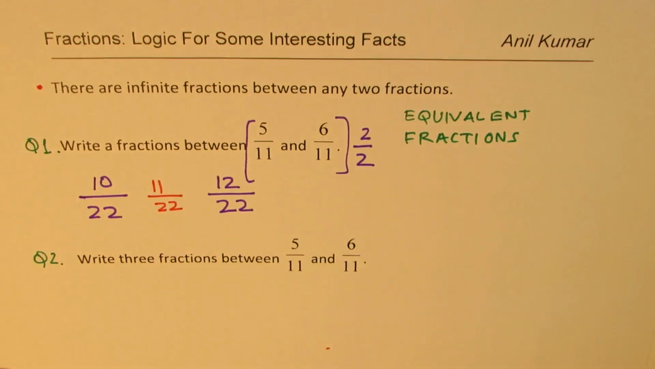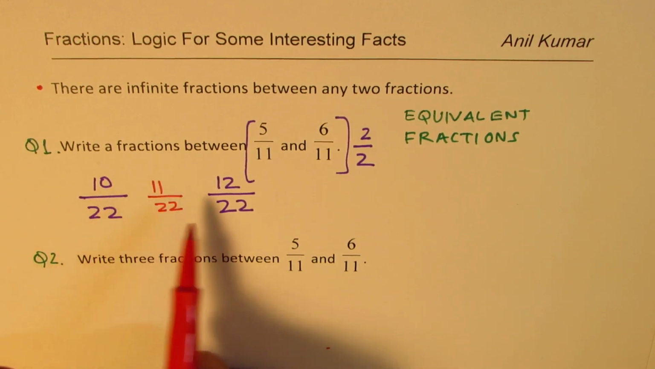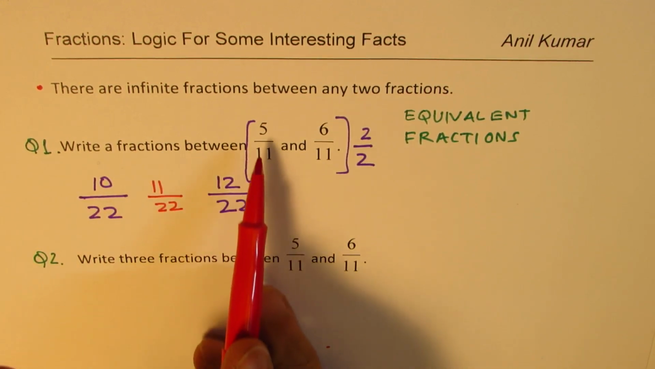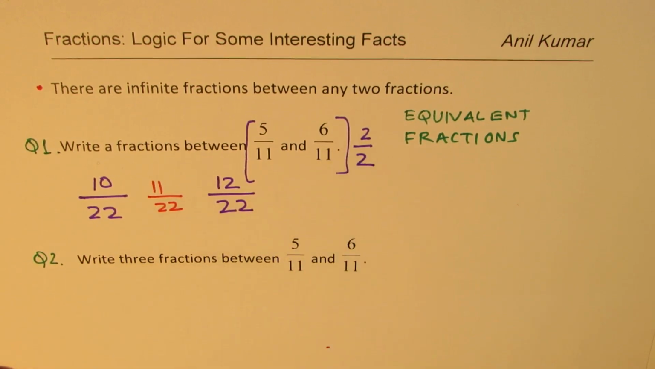11 over 22. Do you see that? So I could get one fraction between these two, 5 over 11 and 6 over 11. And that is the trick. That is how I could write more fractions between any two fractions. I think you got it, right?